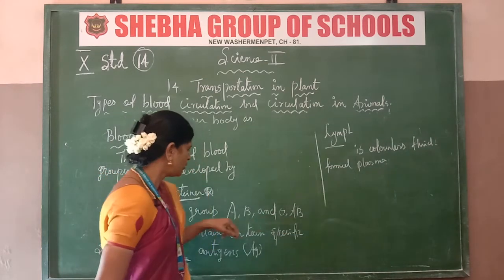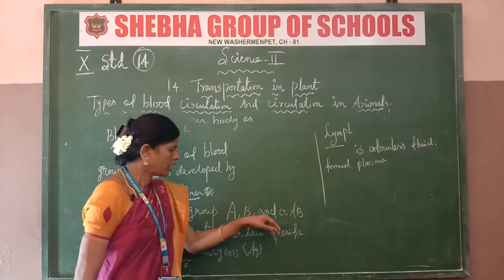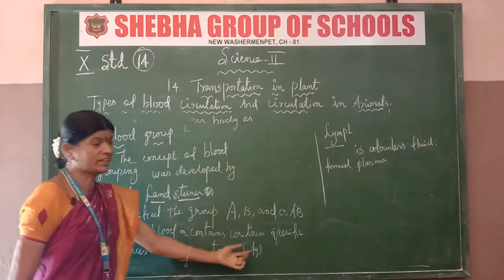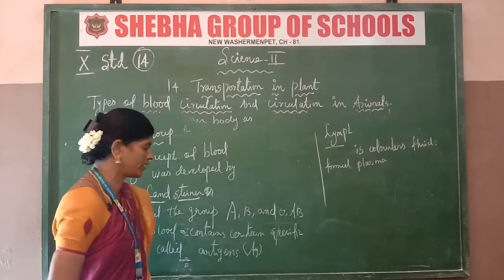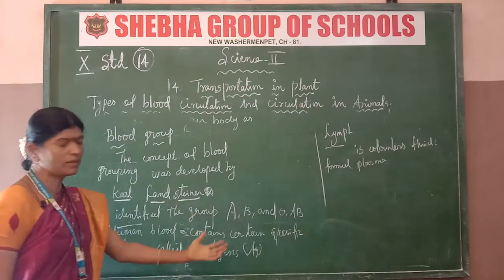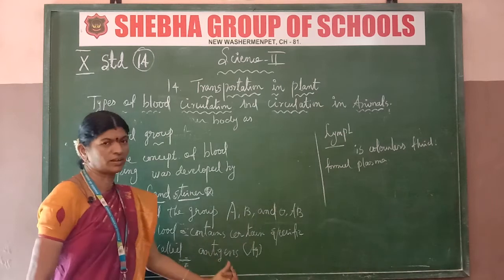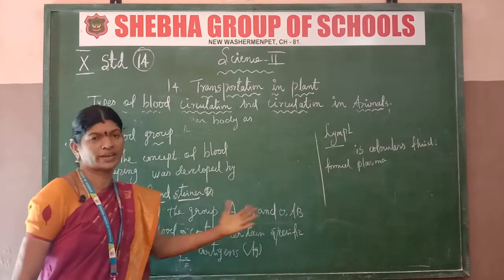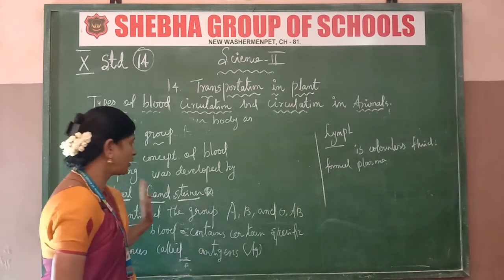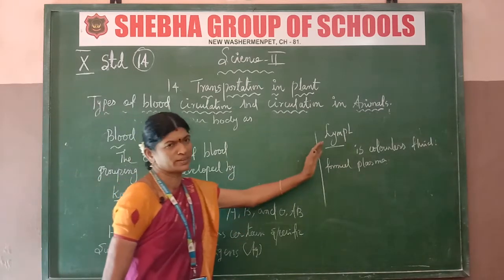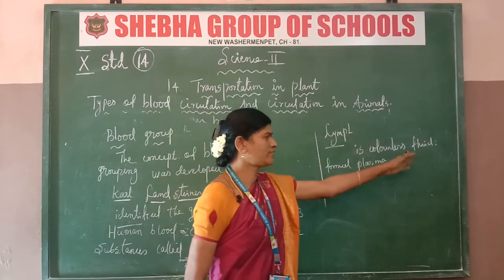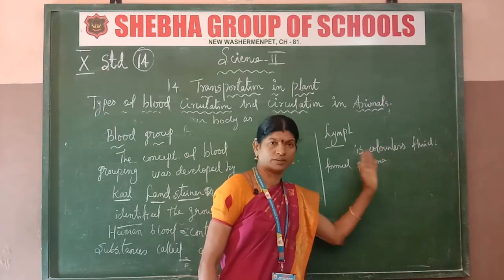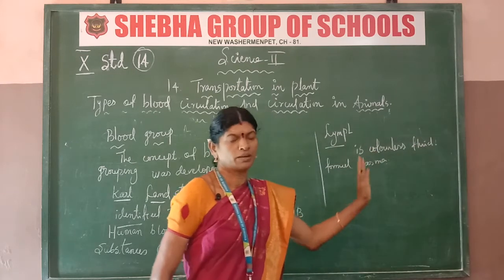Once again, A, B, O, AB. All human blood contains a specific substance called an antigen. A blood group contains the specific antigen present in the human body. Next one is lymph. That is a colorless fluid formed only from the plasma region.